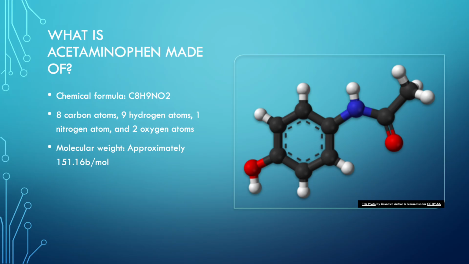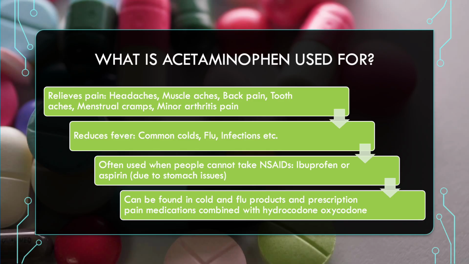What is acetaminophen made of? Chemically, acetaminophen is made of carbon, hydrogen, nitrogen, and oxygen. The chemical formula is C8H9NO2, which contains 8 carbon atoms, 9 hydrogen atoms, 1 nitrogen atom, and 2 oxygen atoms. The molecular weight is approximately 151.16.